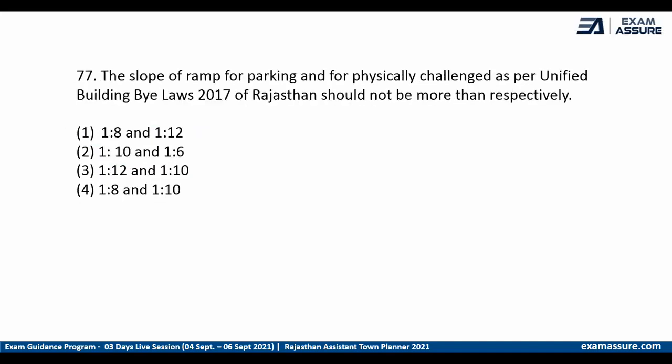Slope of ramp for parking and for physically challenged as per the bylaws of Rajasthan should not be more than, respectively. This is the same as most of the bylaws have it. For parking it is 1:8. For physically challenged people, it is 1:12. So the answer will be 1:8 and 1:12. I think this is also a very common question. Often we see this question in different papers.